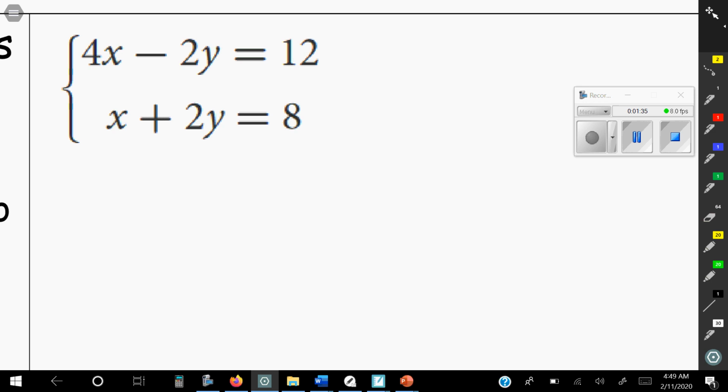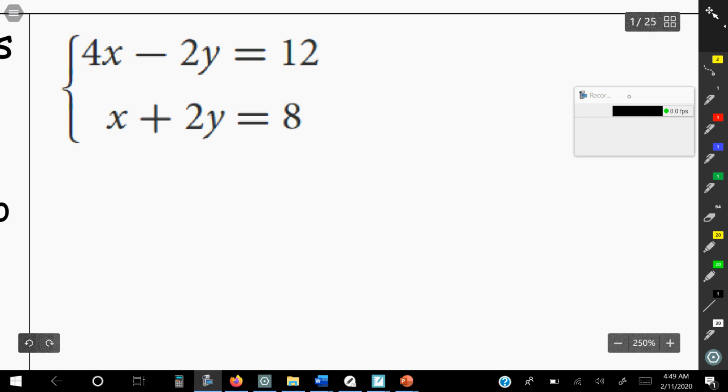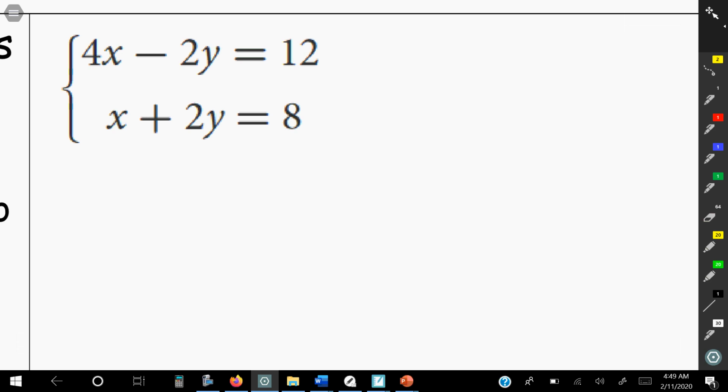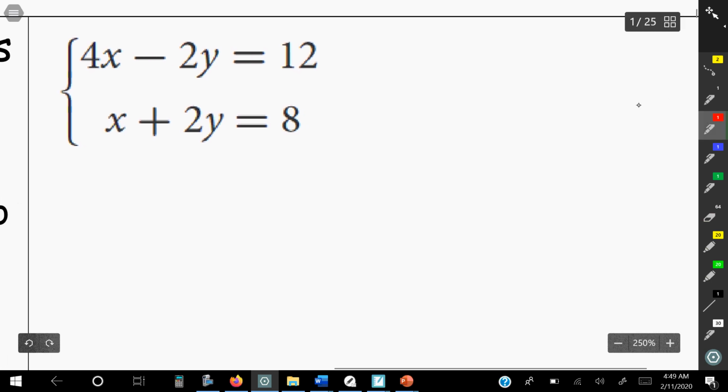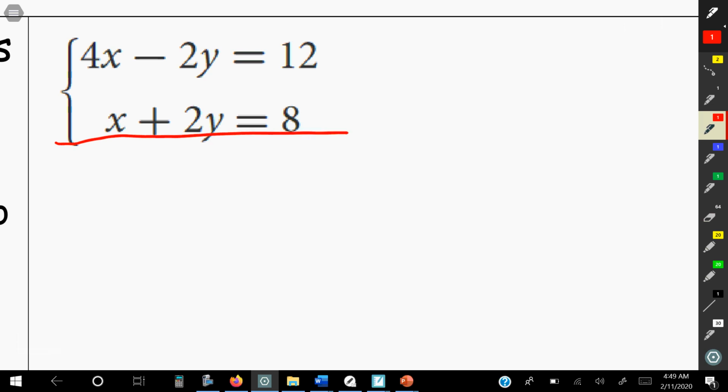What we want to do, and you can tell by the name, is eliminate one of the variables, because you can't solve for x or y and get an actual number unless one of the variables is not there. So you have to eliminate one of them, and this is how it can be done. All you have to do is look at it like a three-digit number that you're adding. We add the 4x plus x, which gets us 5x. We add the negative 2y plus a positive 2y, and that ends up being 0. Then we add the 12 plus 8 and get 20.